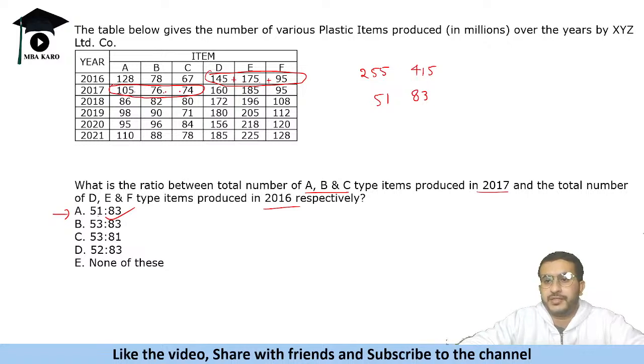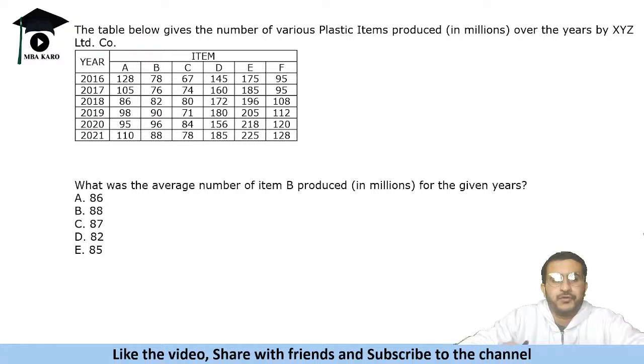But if you know that only one can give you the answer, then definitely use that. What was the average number of items we produced in millions over the given years?